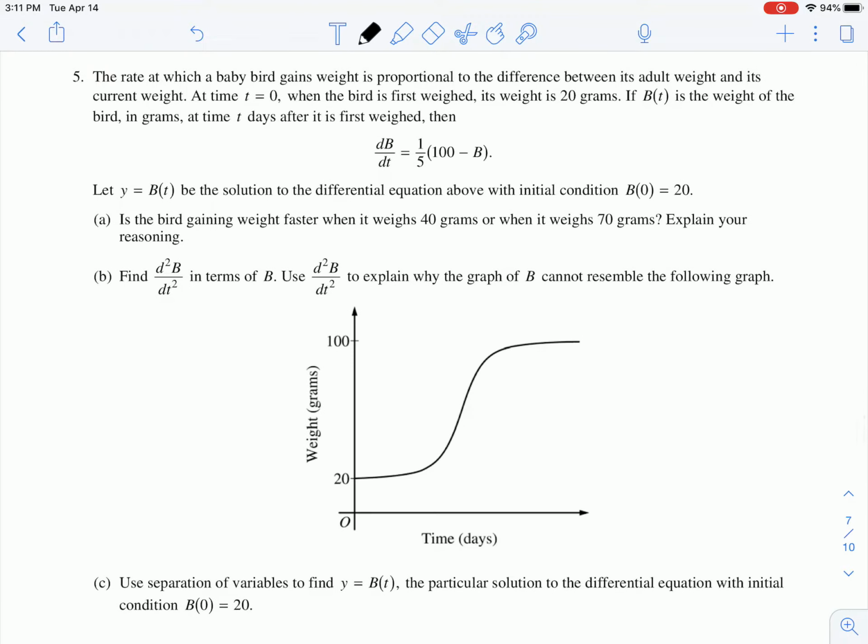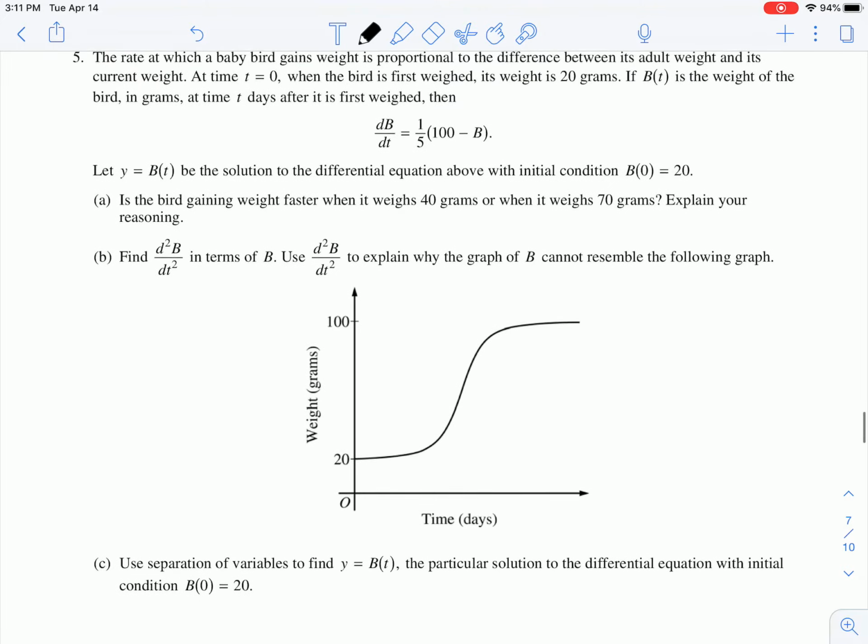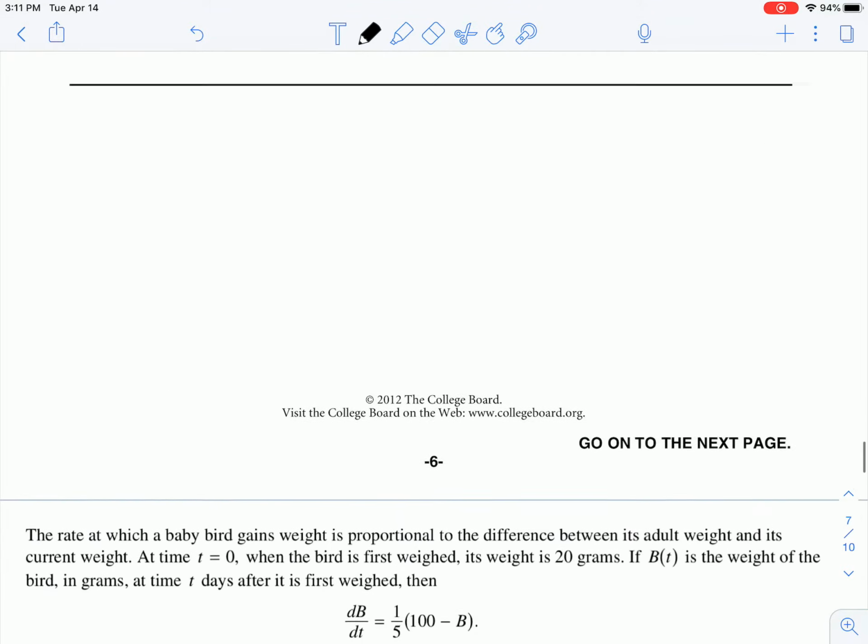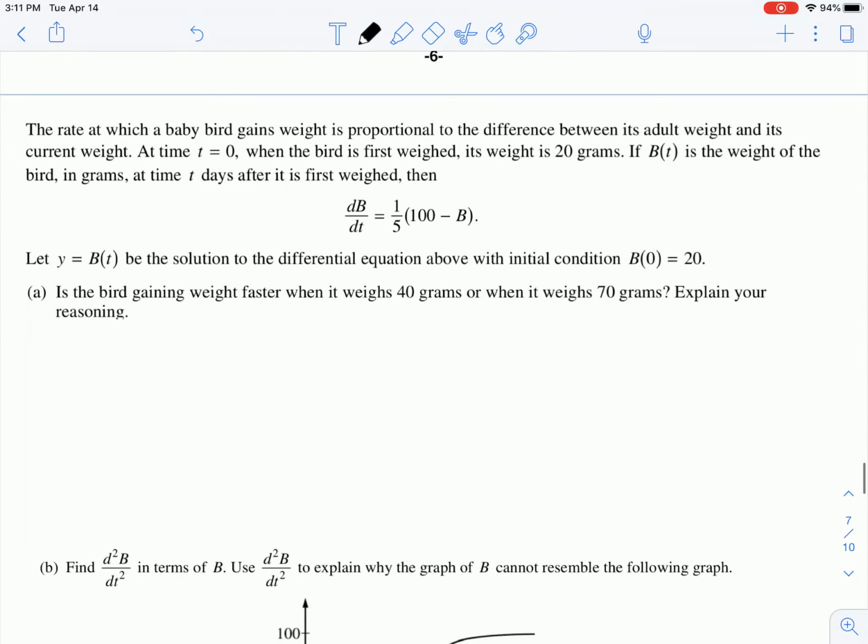The first part is asking, is the bird gaining weight faster when it weighs 40 grams or when it weighs 70 grams? So we are going to use dB/dt. So let's look at this first part. We have dB/dt, and we are going to evaluate this differential equation when we know that its weight is equal to 40. So B is going to give us our weight, so at 40. So from here, we're just going to plug in B being equal to 40, so that's 100 minus 40.